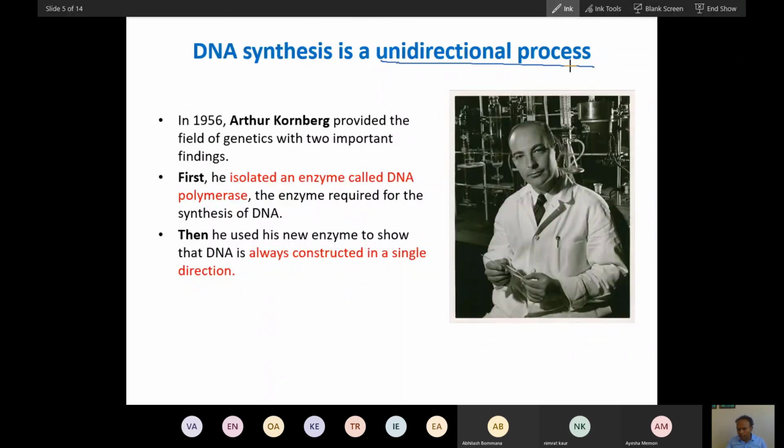So these three experiments led to the discovery of the DNA replication process. Arthur Kornberg discovered that DNA synthesis happens in the direction of 5 to 3 prime. So the first 5 prime nucleotide will be synthesized, and nucleotides will be added to the 3 prime end. So the synthesis will be from 5 to 3. This is called a unidirectional process.